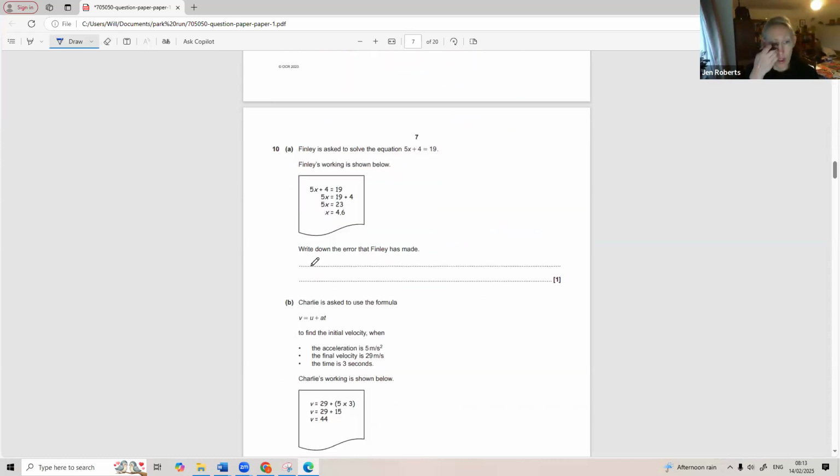Finley is asked to solve the equation 5x plus 4 is equal to 19. Here is his working out. Write down an error that Finley has made. So how would you solve this equation here? I'd take 4 from both sides first. He's added 4, so plus 4 instead of subtract 4.